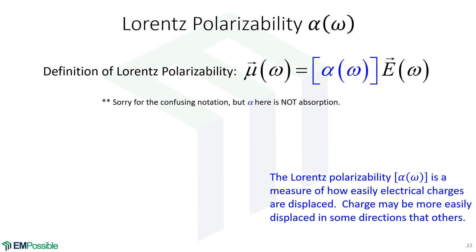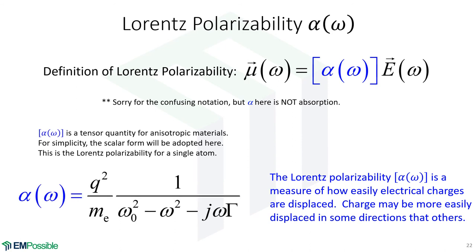We're in a good position now to define the Lorentz polarizability. And so we get this electric dipole moment from an applied electric field, and this constant of proportionality, if you will, gives us our electric dipole moment. So what is this constant of proportionality? Well, we can go to our previous slide, get the expression for the electric dipole moment, remove the electric field from it, and we end up here now with an expression that's really describing how easily that charge is displaced for the single atom.